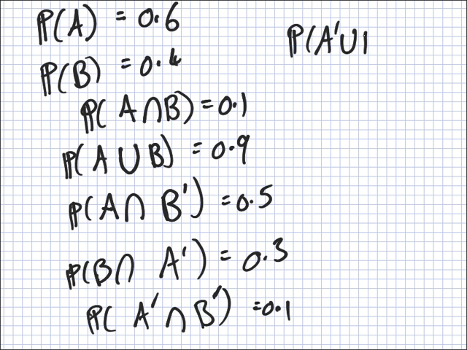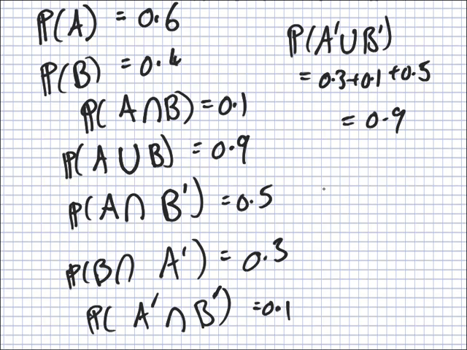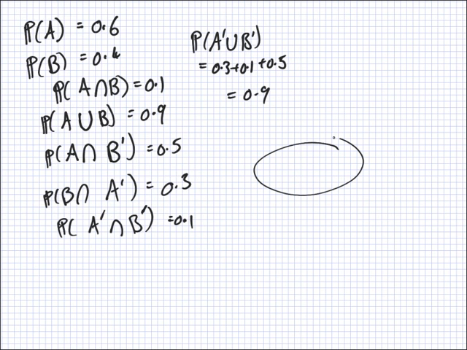Not A or not B. That's going to equal everything not in A, so that's 0.3 plus 0.1, and then not in B, plus 0.5. That's 0.9, same thing. No, not the same thing. Wait, it's the complete opposite. How does that make sense? I just calculated there. If you look at the Venn diagram, yeah, but if you look here at the picture, let me draw it here for you.